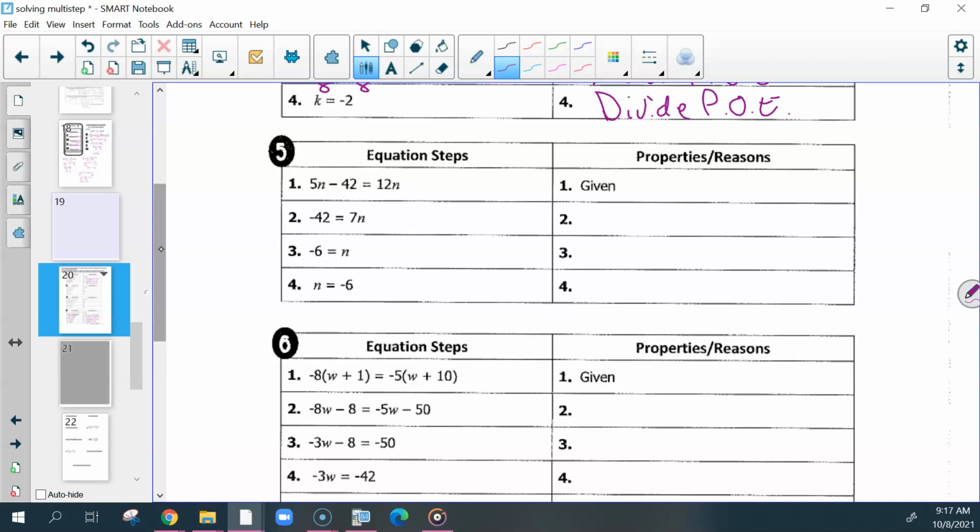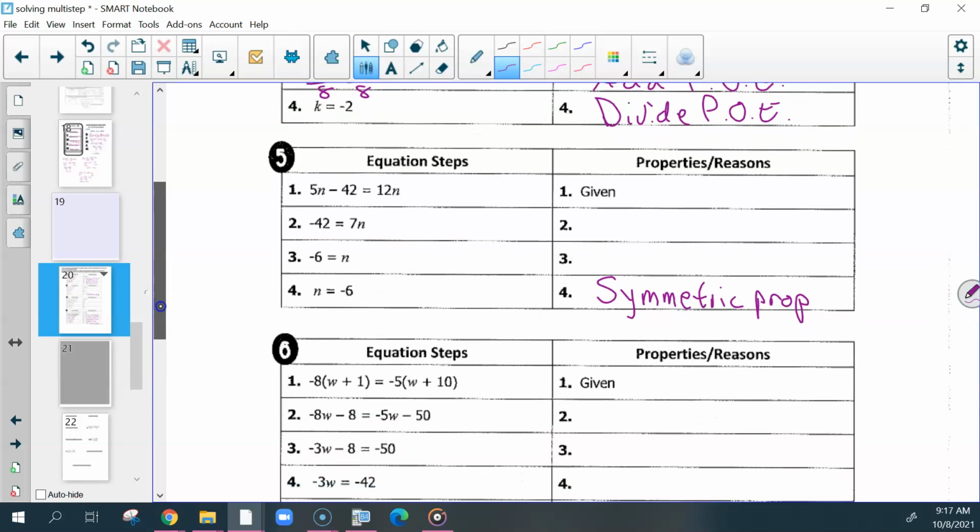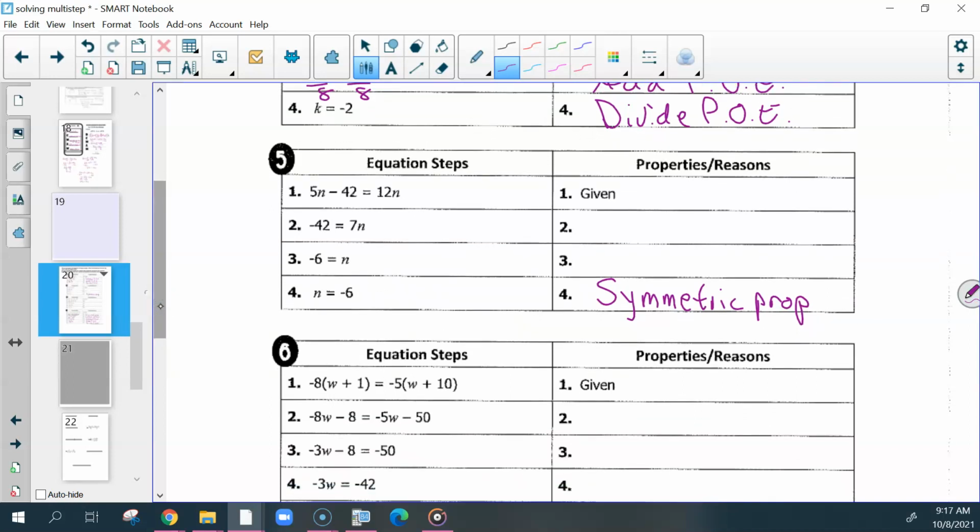That's your symmetric property. Hold on a second. So that one I'm giving you, that last one, is symmetric property.